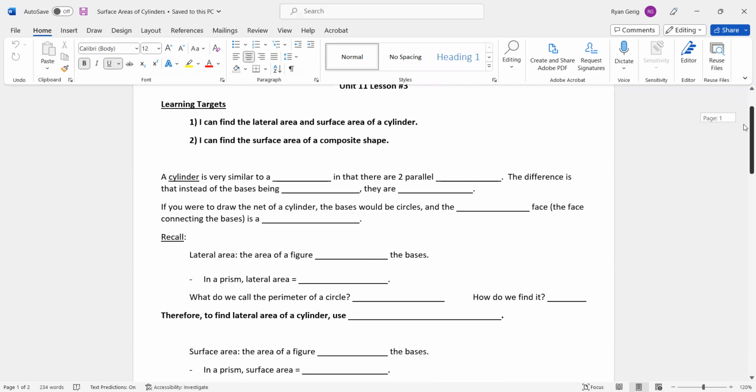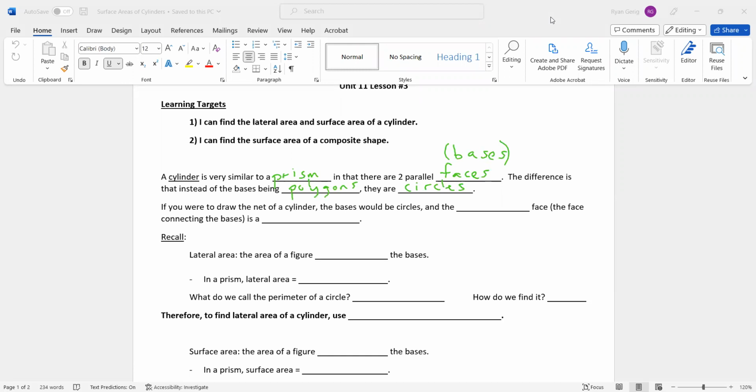So a cylinder is very similar to a prism in that there are two parallel faces, or in this case, the bases. The difference is that instead of the bases being polygons, they are circles, which we just got done with a unit on.